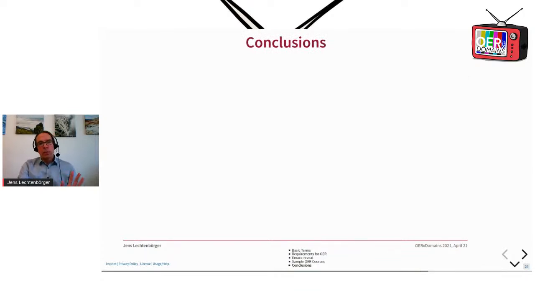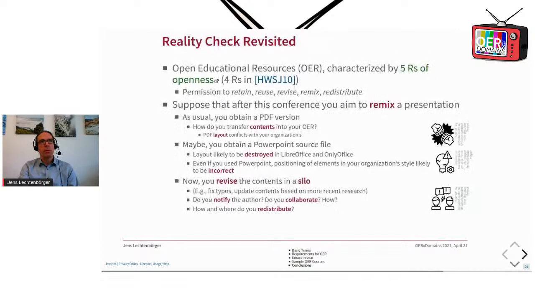Well, so that was a quick tour through emacs-reveal. Now let's see, what did we actually gain? So I started out with this reality check. Suppose you'd like to remix a presentation after this conference. And I said that, well, maybe you obtain a PDF version. Now with the approach that I presented, you don't have to worry about PDF anymore. Instead, you can focus on the contents that you'd like to remix.